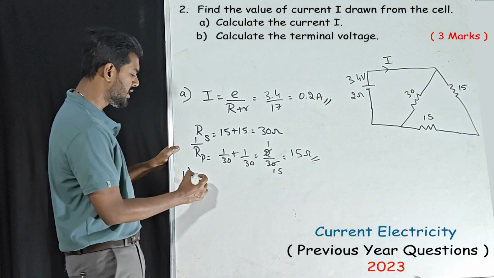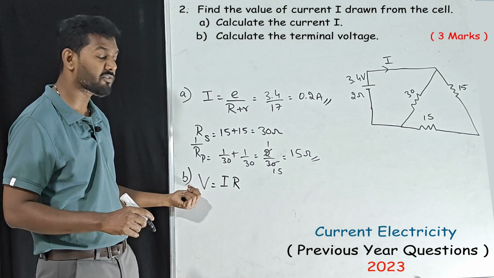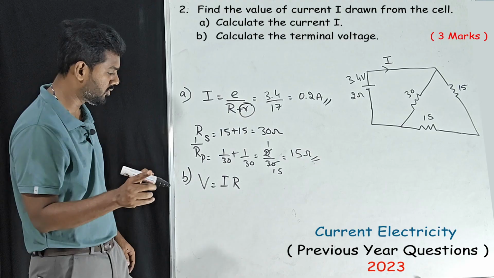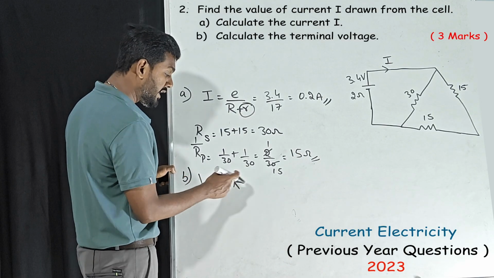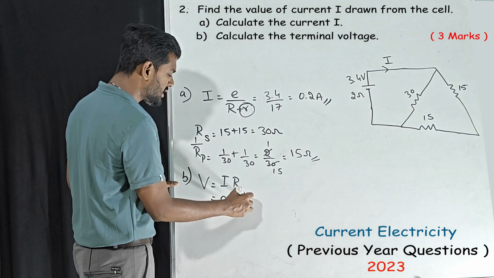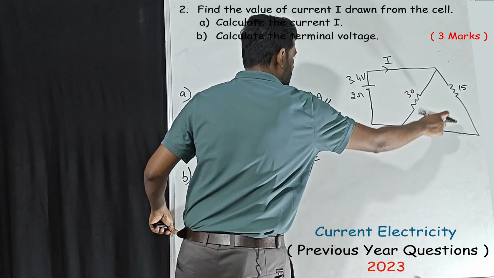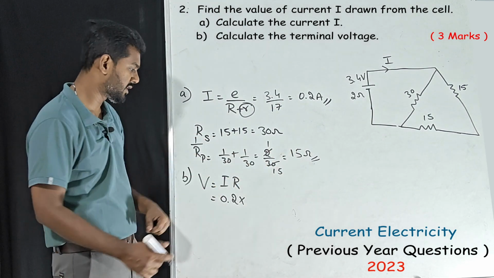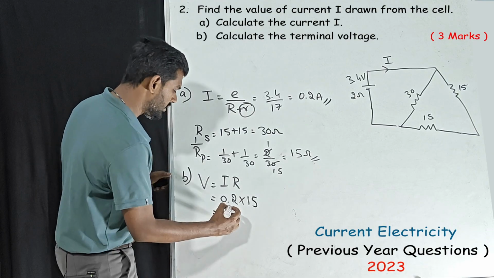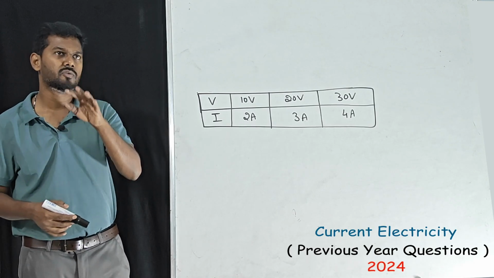What is terminal voltage? Terminal voltage is equal to I into R. Whenever we are finding terminal voltage, you should not include small r. V is equal to I into R. What is I? Just now we found that is 0.2. What is R? R means these resistances. You should not include this one. Because of these three resistances, what is the answer? We got 15. So terminal voltage value will be 3 volts. That's it. Now we'll move on to 2024.